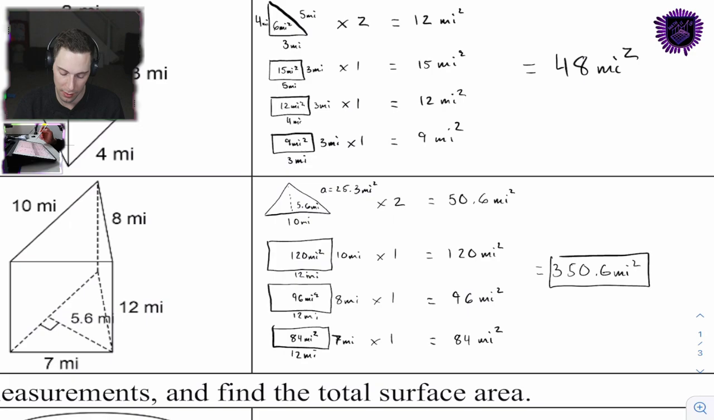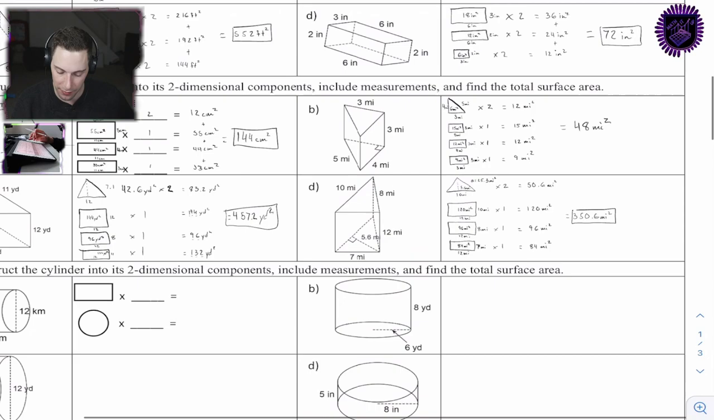How would that... I'm going to leave it. I'm going to come back to that. I think I'm right. 350.6. I feel like that answer might be a typo. 356, 4D.